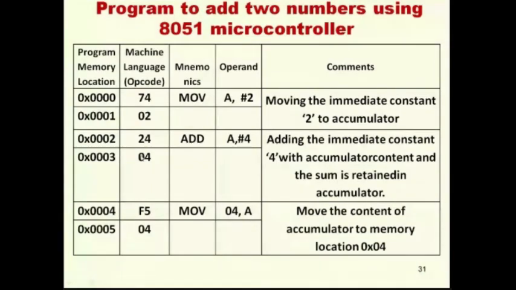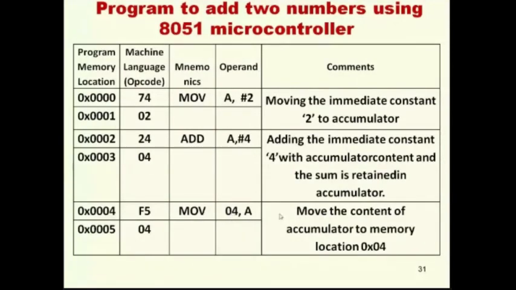And the sum is available in the accumulator, and then you have to copy from the accumulator and bring it out to the memory. For that, we are writing an instruction called MOV 04, A. What is that? Move the content of the accumulator to memory location 4, the fourth memory location. So in the accumulator we have 6. The 6 will come to memory location 4 of our data memory.